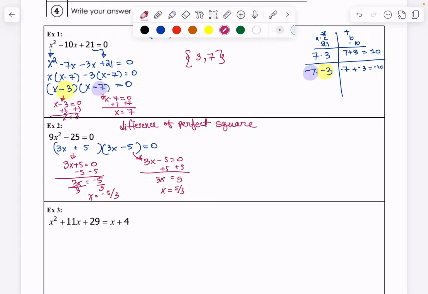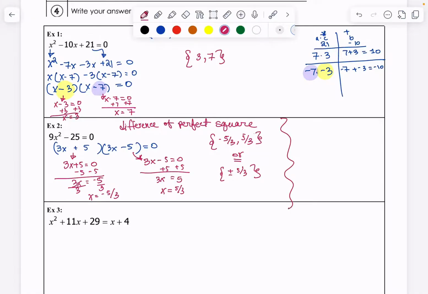And for our solution set, you could write it as negative 5 over 3, comma 5 over 3, or you could write it as the 2 of them together. And I'm going to show you how to do it algebraically as well. So you could write it as plus or minus 5 over 3.